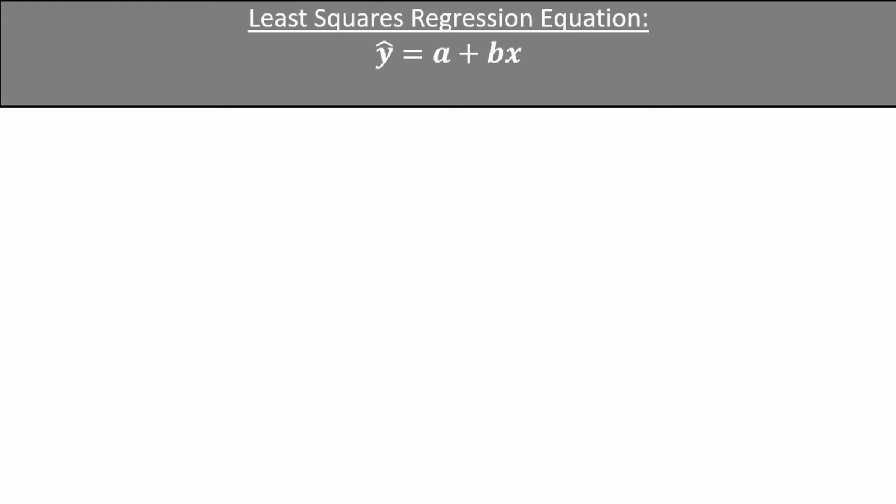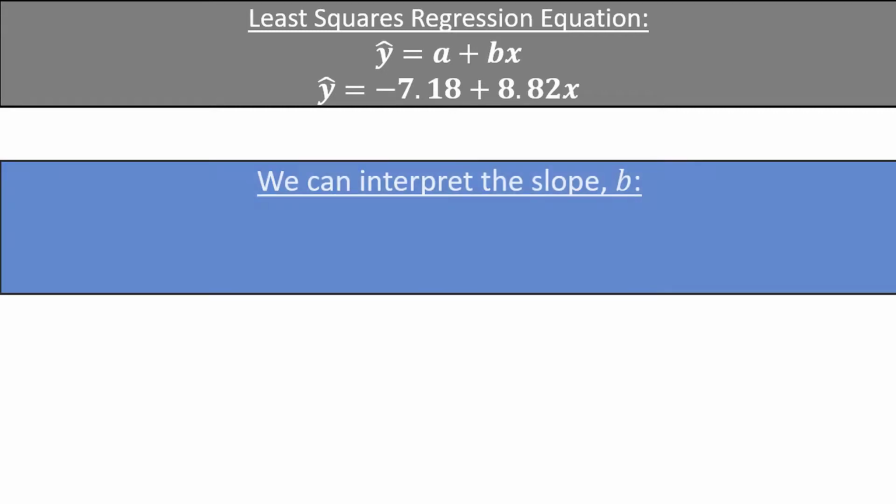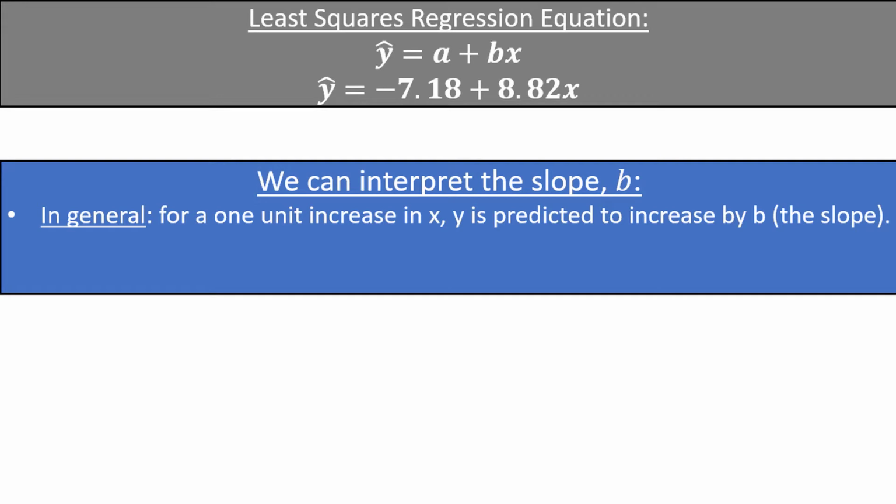Our equation is y hat equals -7.18 plus 8.82x, as determined in the previous slide. Now there are two main things that this equation is used for. One is to interpret the slope. In general, the interpretation of the slope can be worded as, for a 1 unit increase in x, y is predicted to increase by b, where b is the slope.